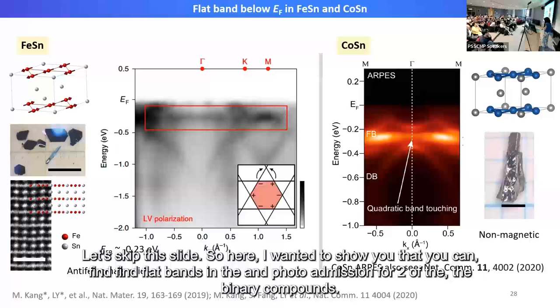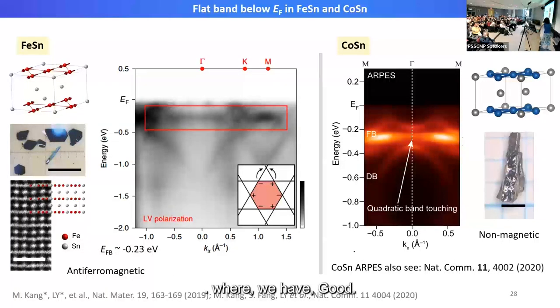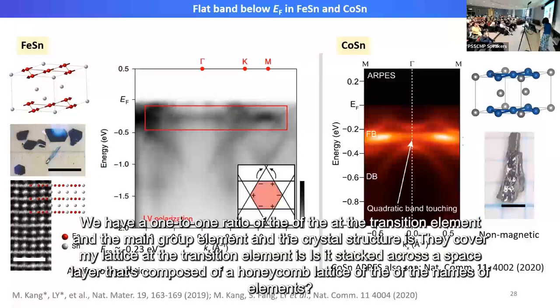So here I wanted to show you that you can find flat bands in the ab plane in photoemission for two of the binary compounds. Two of the binary compounds where we have a 1-to-1 ratio of the transition element and the main group element, and the crystal structure is such that the Kagome lattice of the transition element is stacked across the spacer layer that's composed of a honeycomb lattice of the main group element.